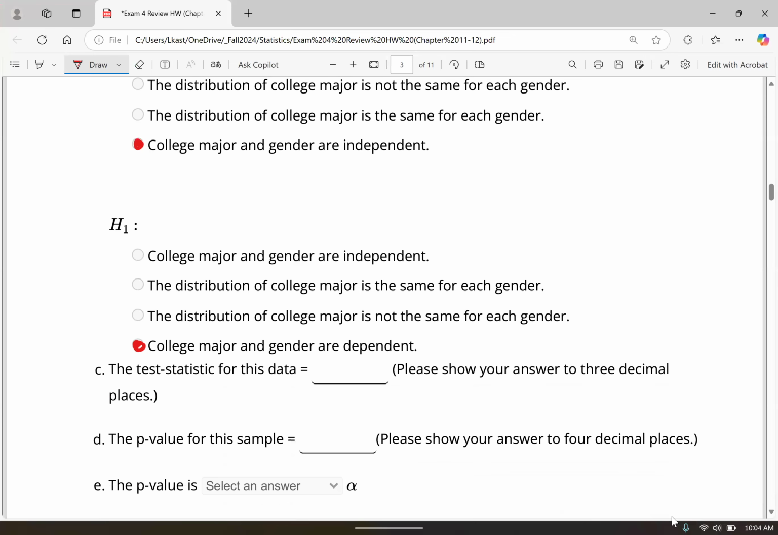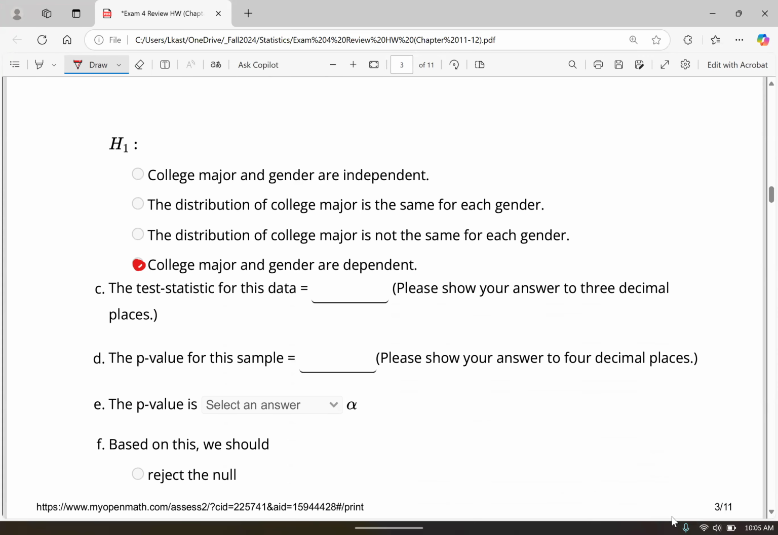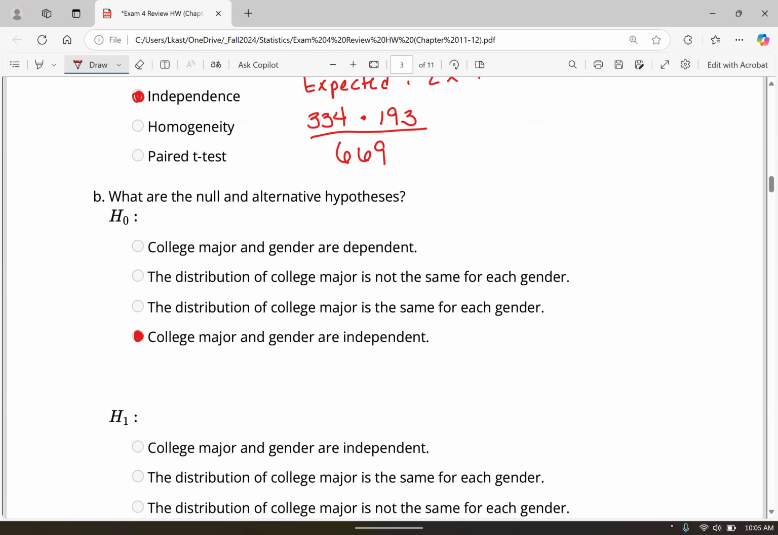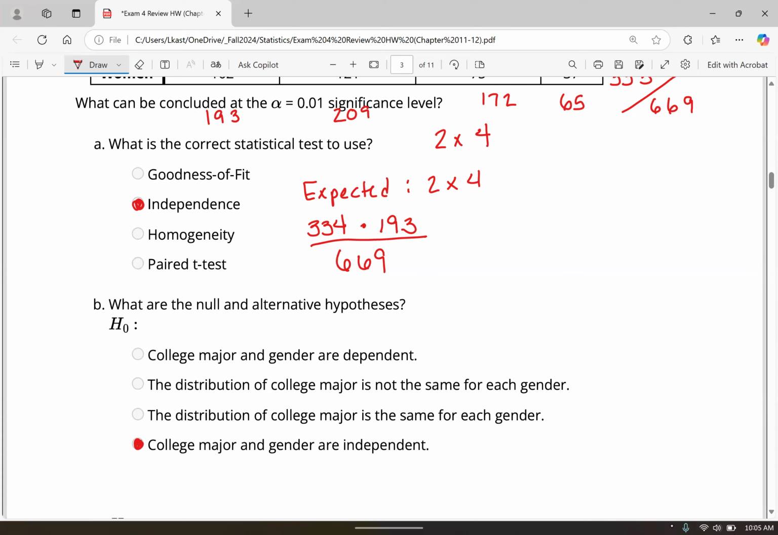So our chi-squared test statistic to 3 decimal places was 13.292. And our p-value was what? 0.0040. All right, so what do we conclude? So our alpha was what? Alpha's 0.01.